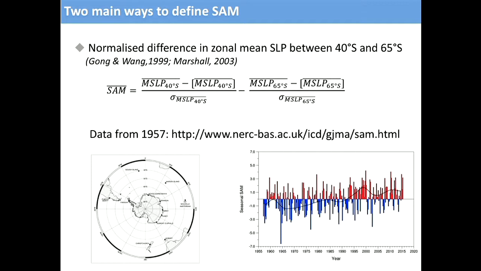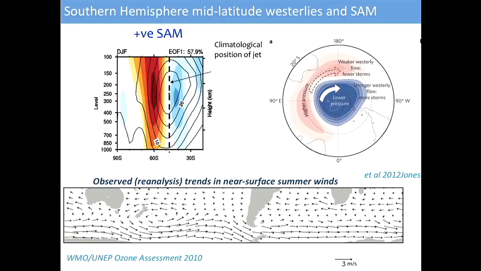So this is the equation. You just look at sea level pressure anomalies at 40 south divided by their standard deviation, so it's normalized, and subtract the more poleward one. So it's basically choosing a zonal average around these latitudes, so 40 south minus 65 south.